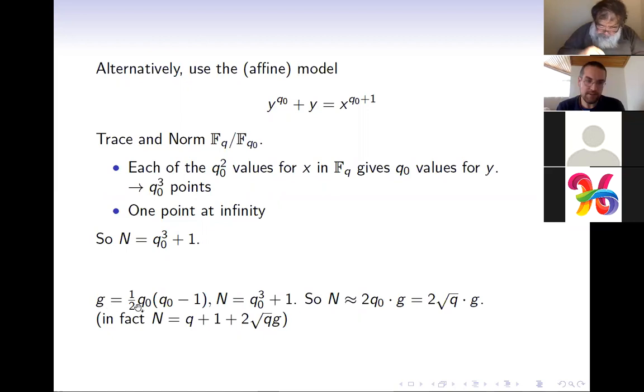One thing to notice is that this curve has genus 1/2 Q0 (Q0 minus 1). And the number of rational points is Q0 Q plus 1. So you see that the number of rational points is linear in the genus, and the coefficient we have here is just 2 times Q0. And the curve was defined over FQ. So basically, we see that the number of rational points is roughly 2 times the square root of Q times the genus of the curve. So this will be important later on. That's why I just stressed it at this point.